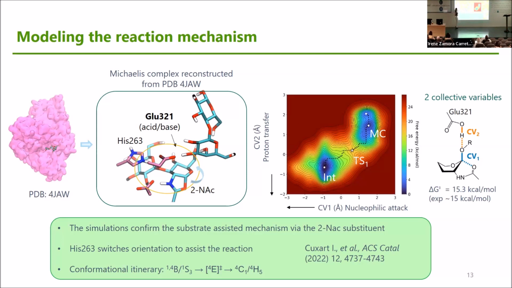For simulating that, we use two collective variables that represent the two main reactive events that are taking place in this simulation: the nucleophilic substitution and the proton donation.